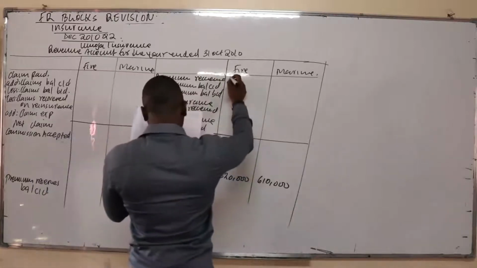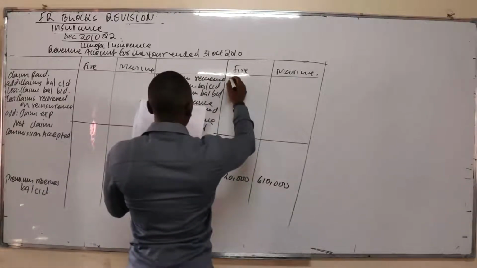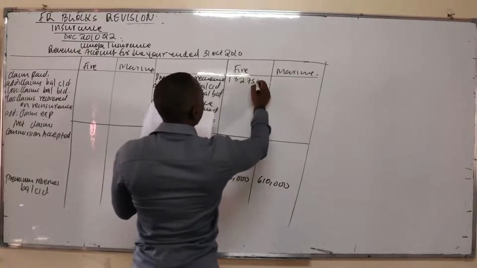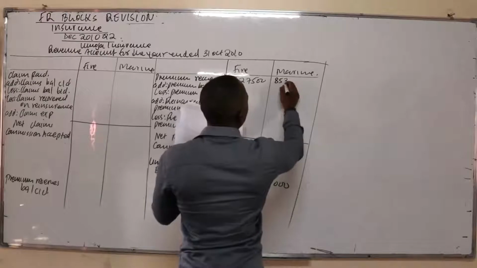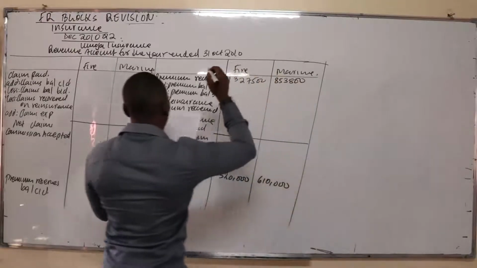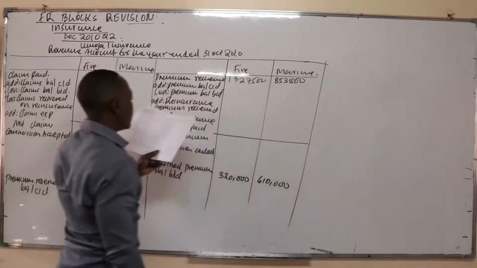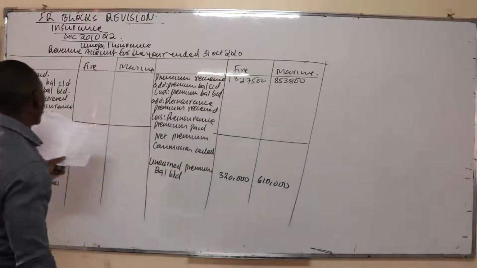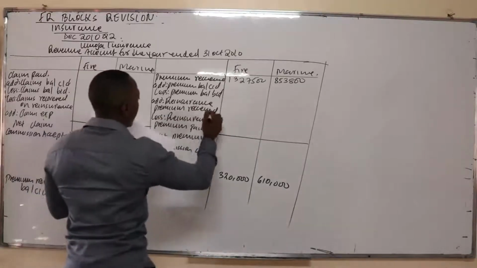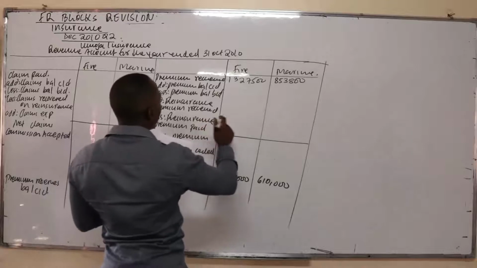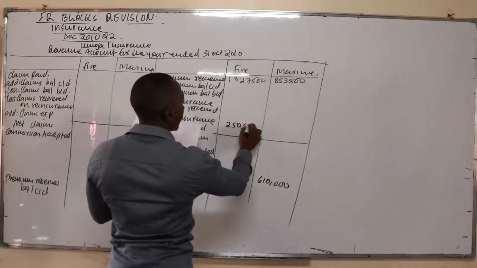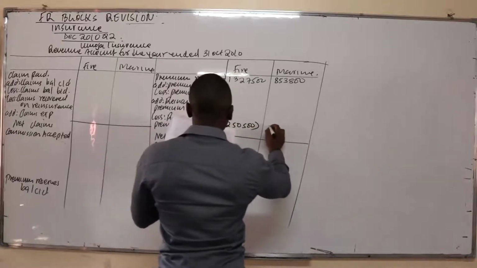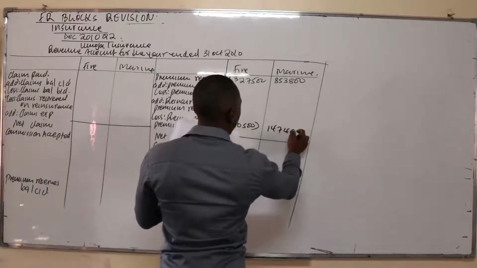The premium received for fire was 1,327,500, and for marine was 853,800. Then we have premiums paid, that is the insurance premium paid. That one you deduct. We had 250,500, and also we have 147,400.